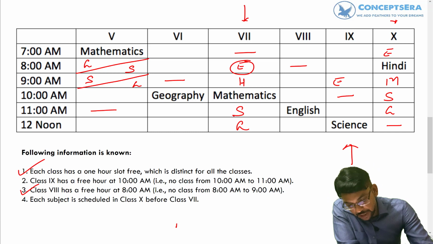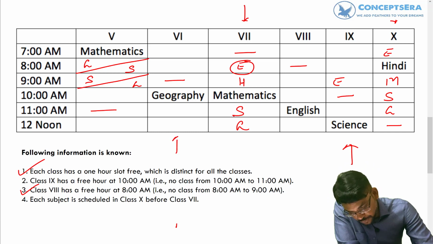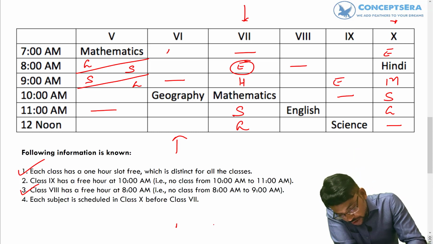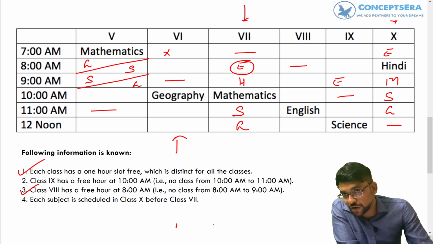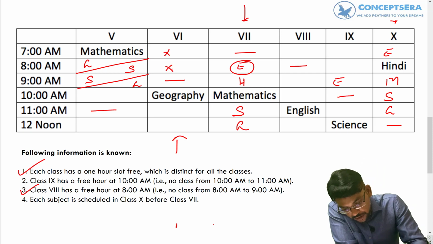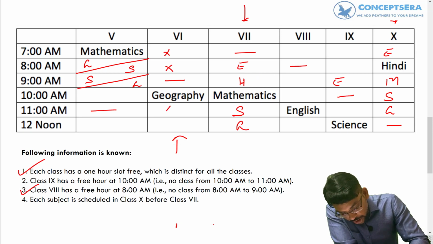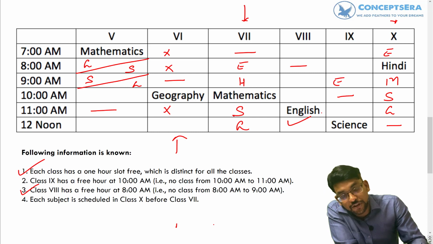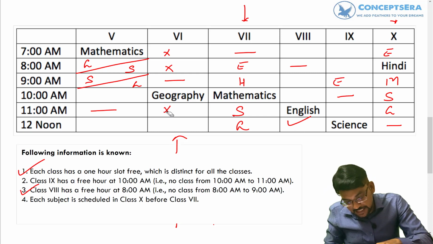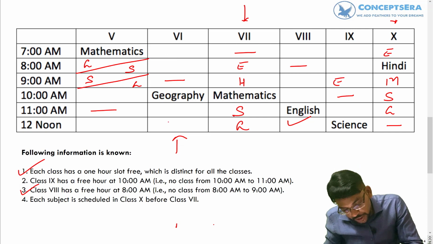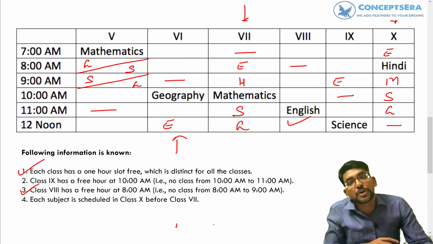After filling English here, we can look for English in other parts also. So we can see English at this particular position. What can we see from here? English cannot occur here because it is happening at this particular time in 10th class. English cannot occur here because of this reason. And English cannot happen here also because of this particular reason. So for English in 6th class, we are left with only one time, and that time is 12 noon. So English will be happening at this particular time.